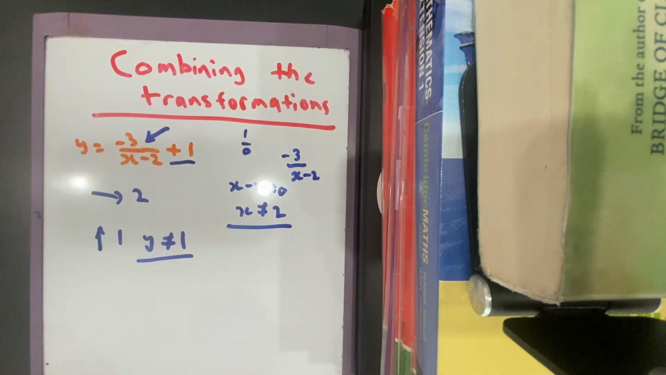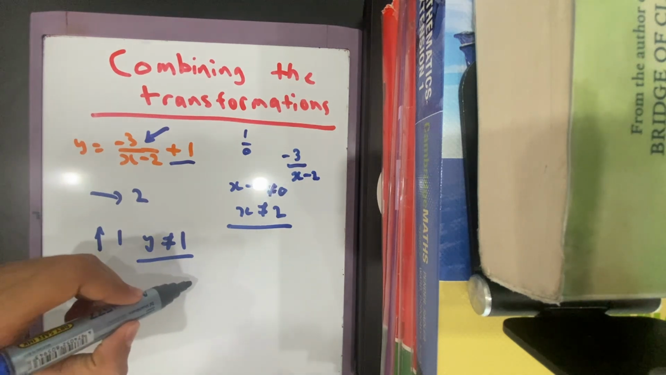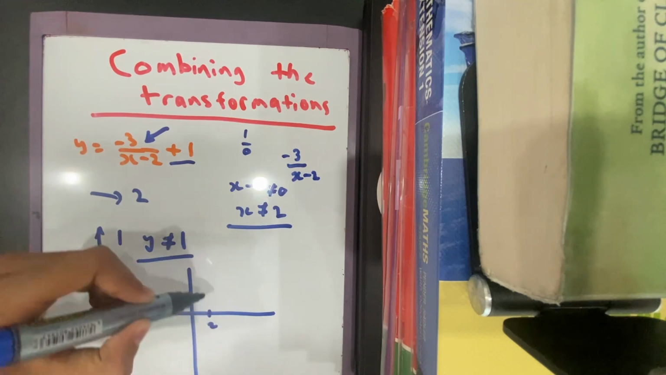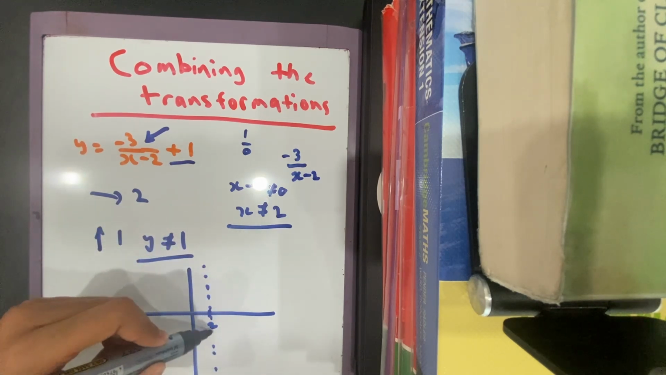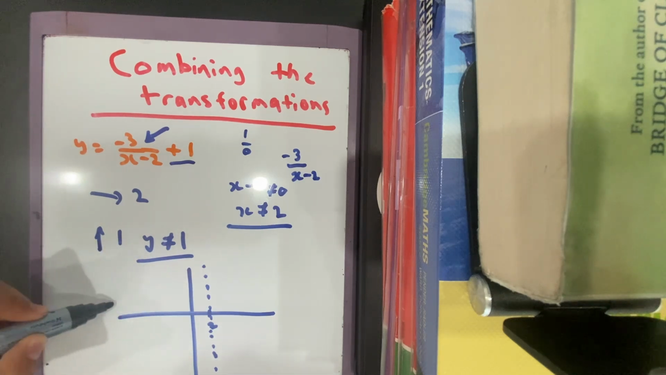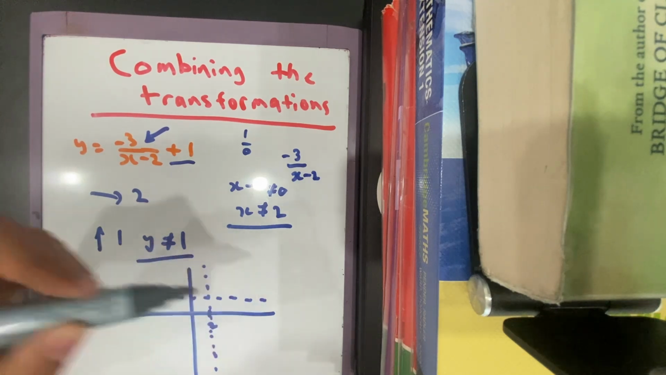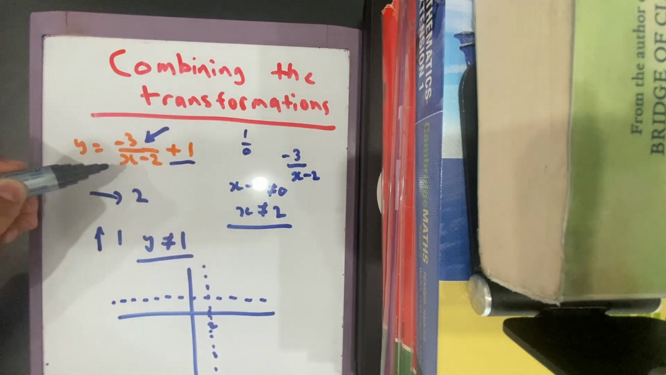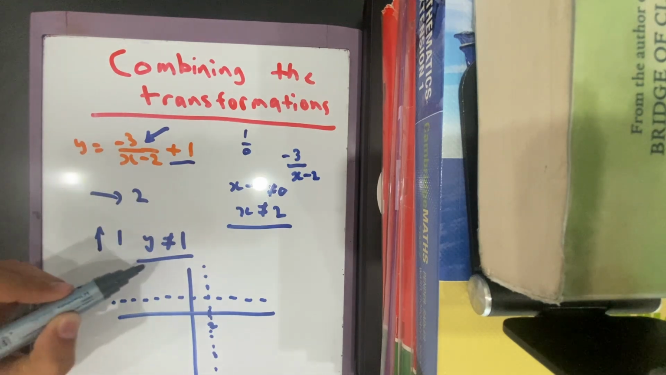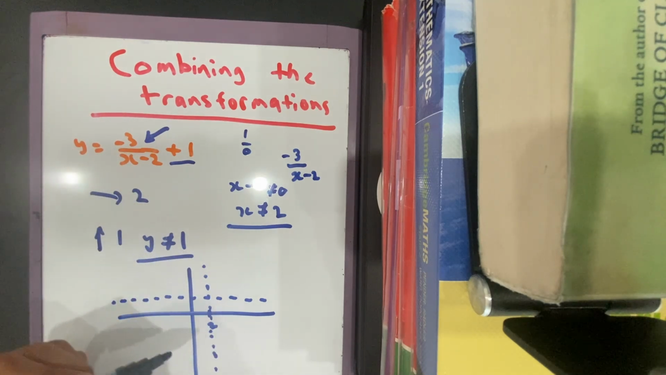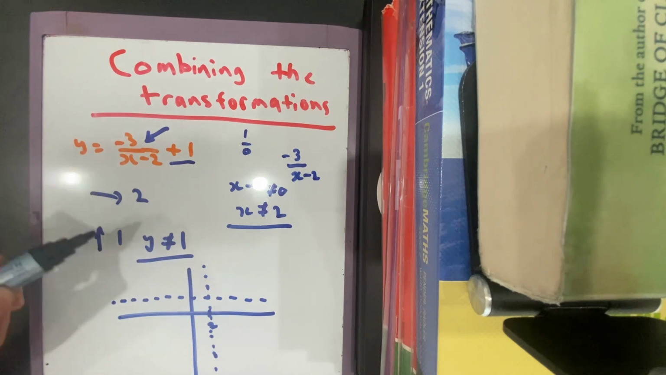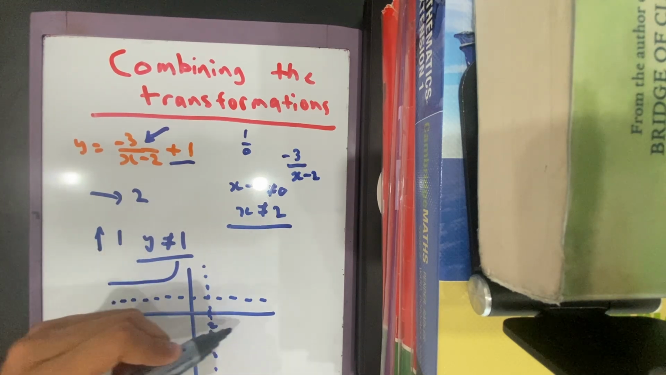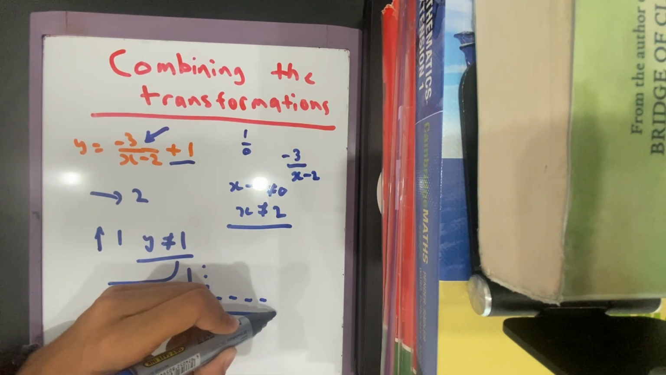Now, having all these transformations, let's sketch it. x cannot equal 2, so 2 here. Let's dot that. y cannot equal 1. Let's dot that. And now, our usual one would be in the first and third quadrant, but since this is negative 3, we're having the second and fourth quadrant. And since it's 3 and not 1, we'll have it further away from the axis. So the final graph would look something like this.